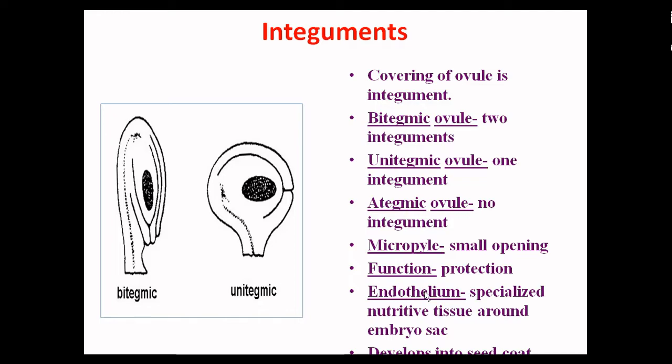In some plants, the nucellus degenerates in the early stages of development. So the function of the nucellus to provide nutrition is taken up by the inner wall of the integuments, and this specialized nutritive tissue around the embryo sac is called the endothelium. After fertilization, the integuments develop into the seed coat.